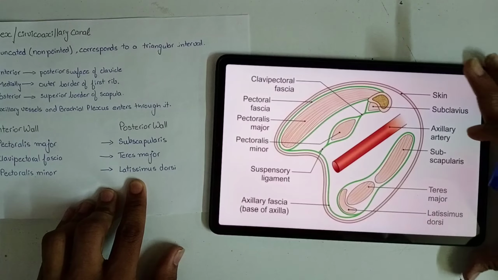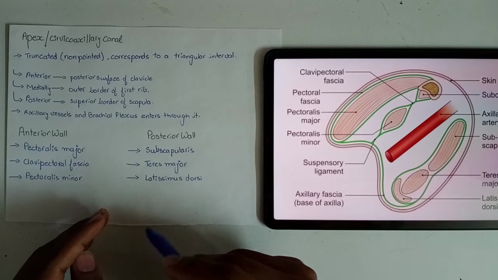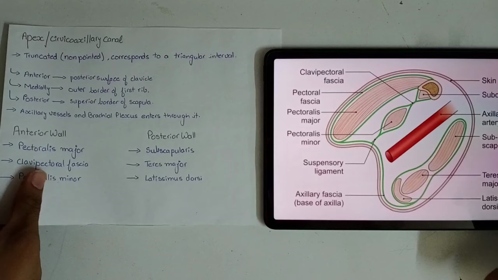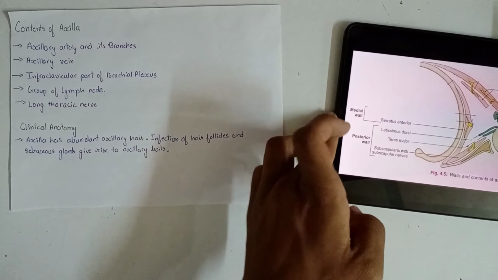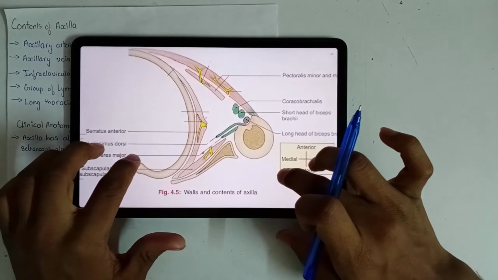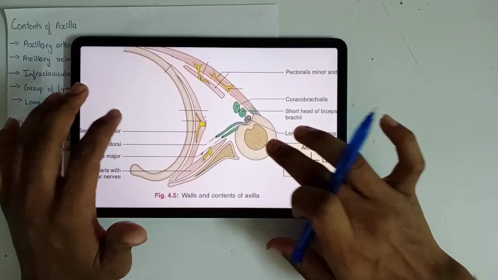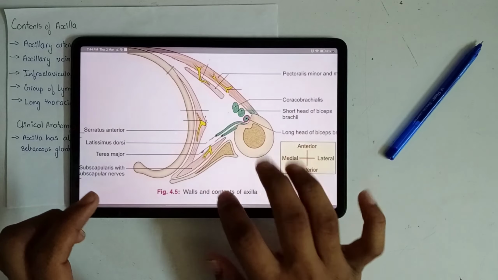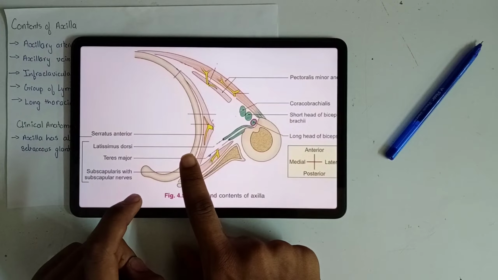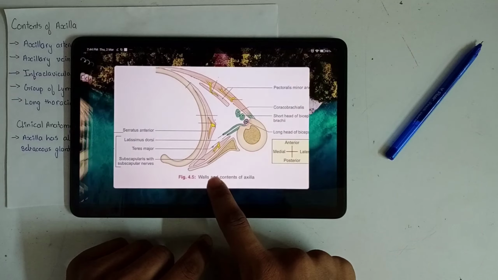See, all we are doing is just seeing the diagram and noting down the wall formation. So it becomes very easy. Now this diagram is again taken from BDC. This is the view from, let me show you. This is our first rib, humerus and scapula. Let me show you our view.